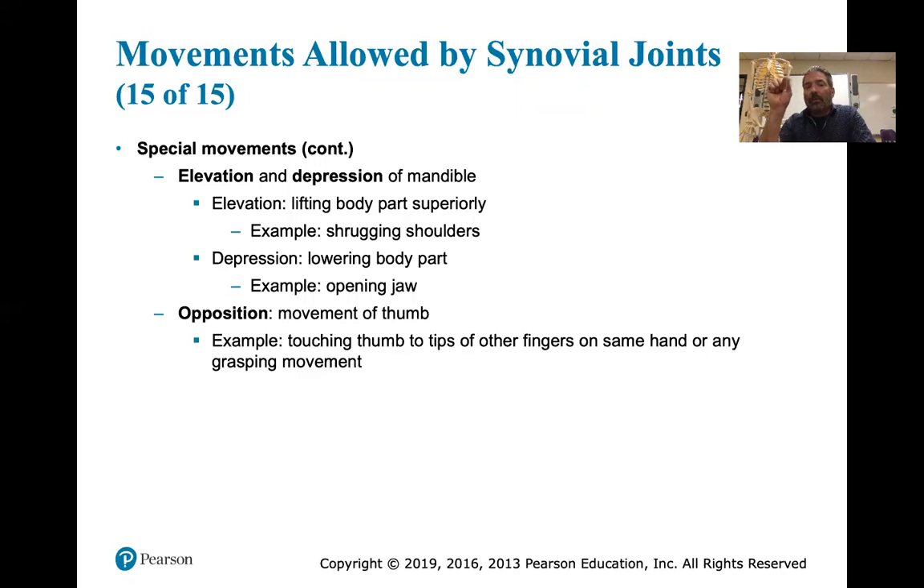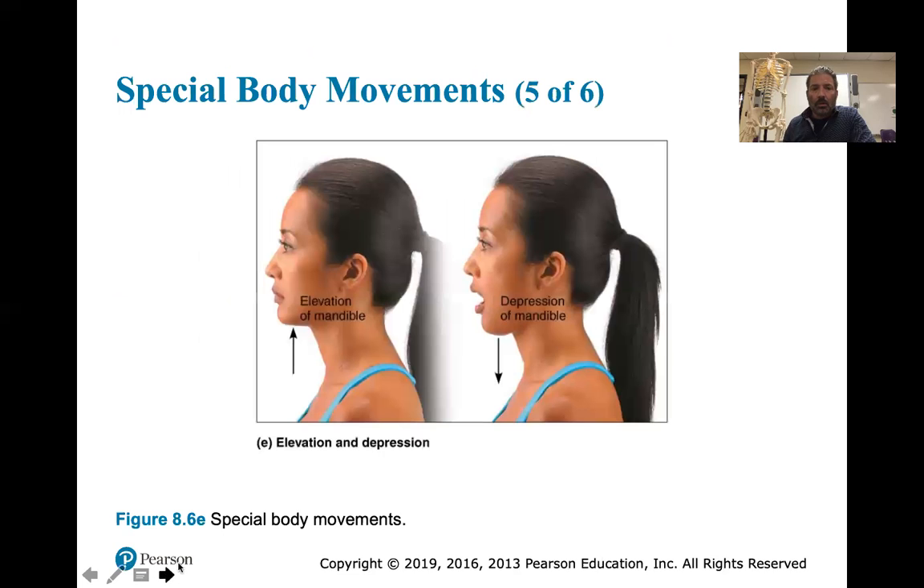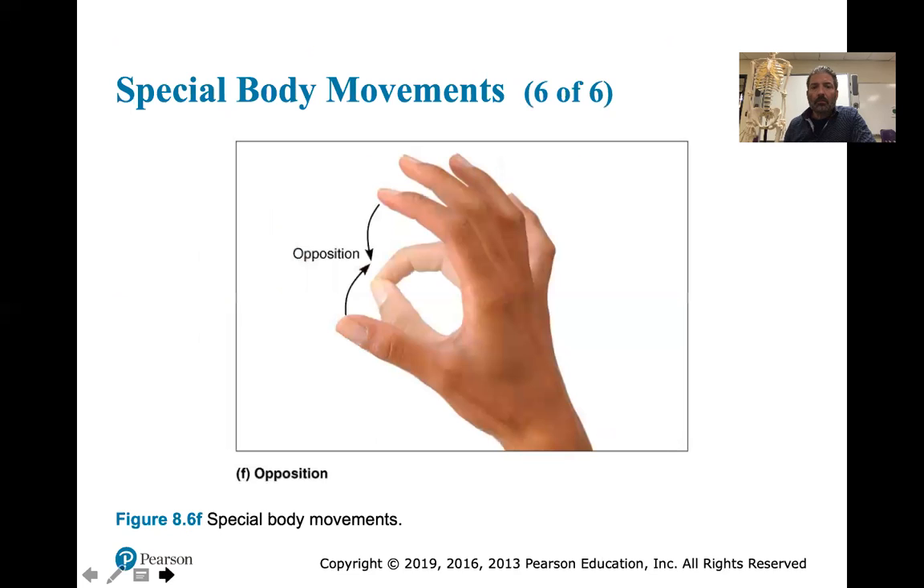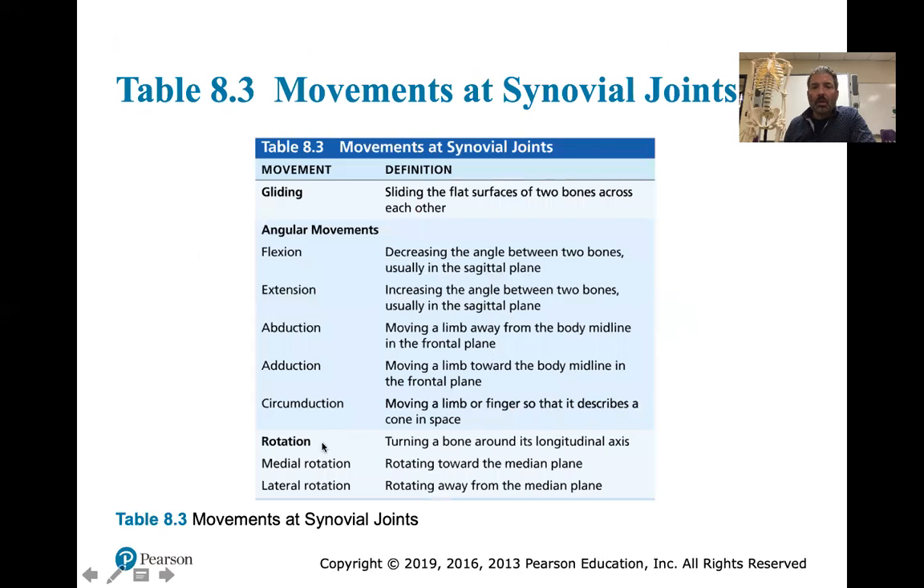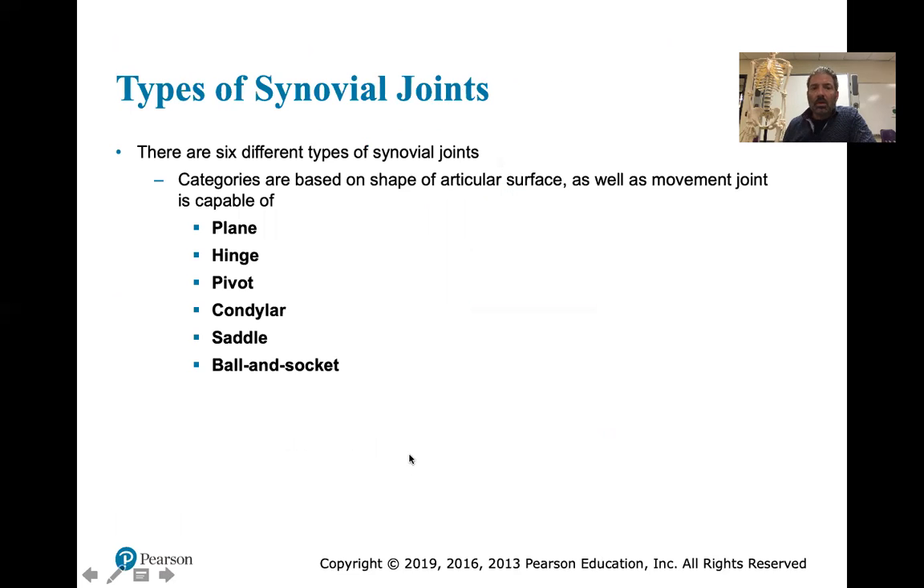Opposition of the thumb, all right? Touching the thumb to the tips of the other fingers on the same hand, or any grasping motion. This is kind of what differentiates us from other animals. We have opposable thumbs. And there's elevation and depression, opposition. And there's just a chart of these movements, so start memorizing them, writing them out, or whatever you need to do.